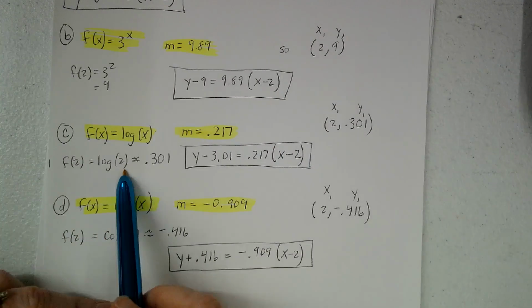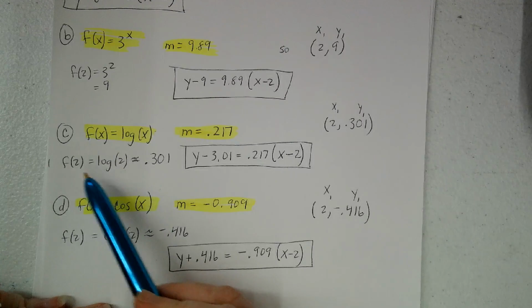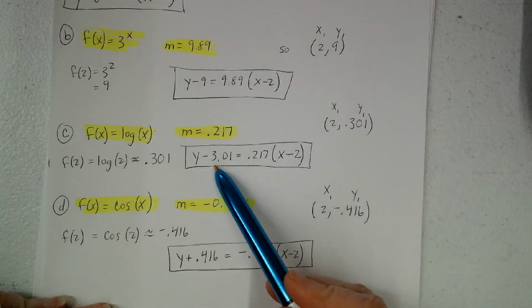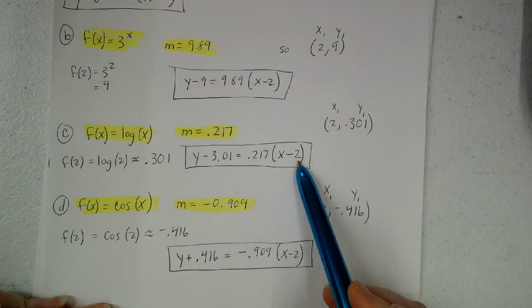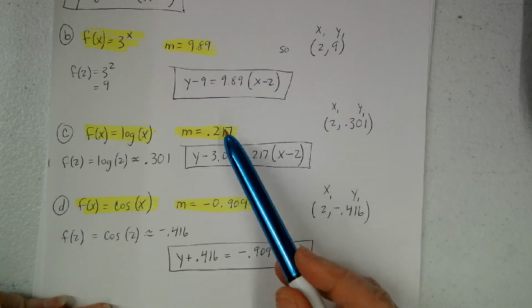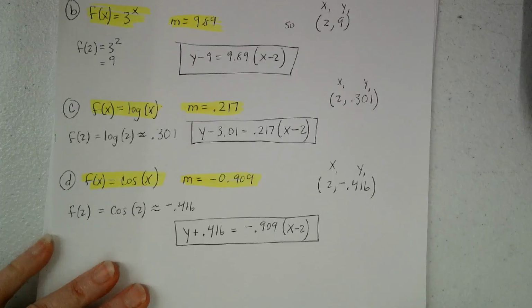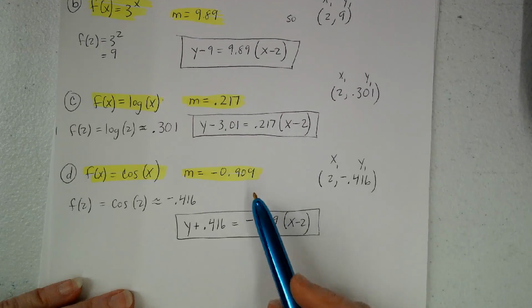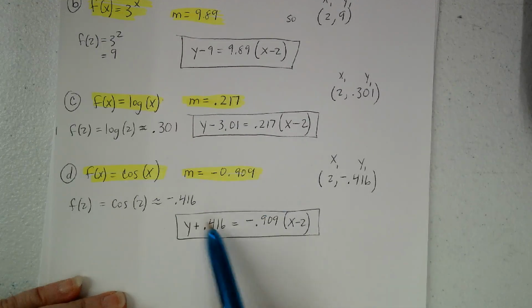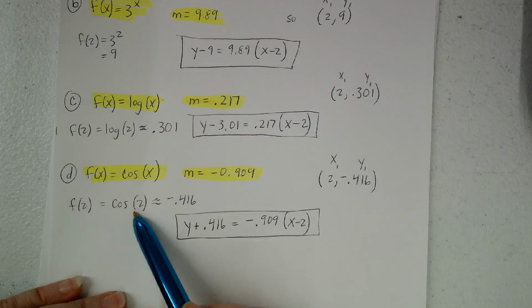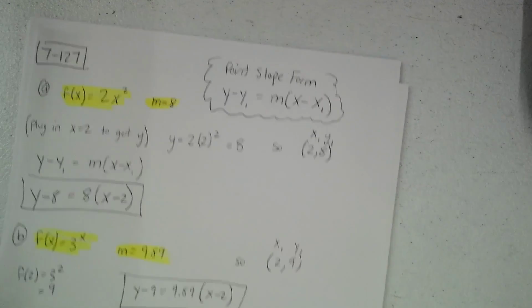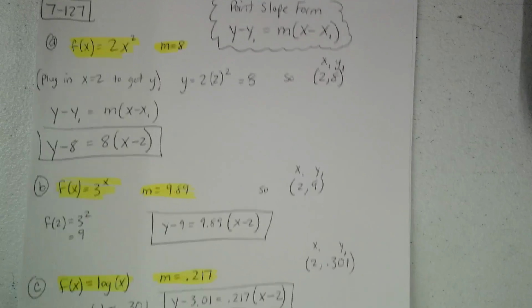This one I had to use my calculator for. I plugged in 2 and found log of 2. Plug the y in for y. Plug 2 in for x. Use the slope from the previous problem. Plugged my 2 in. Didn't have the y, so I had to plug 2 into the function to get the y. So that's all they're asking. Those are equations of lines tangent to the curve.